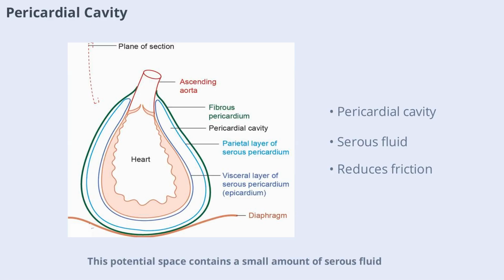This potential space contains a small amount of serous fluid, usually around 15 to 20 milliliters. The pericardial fluid acts as a lubricant, reducing friction as the heart moves within the pericardium during each beat, ensuring smooth and efficient cardiac motion.